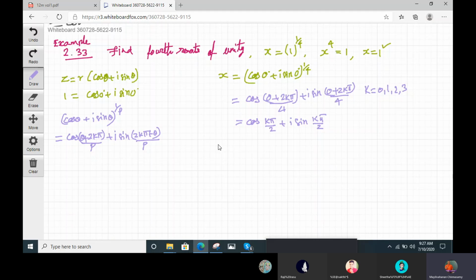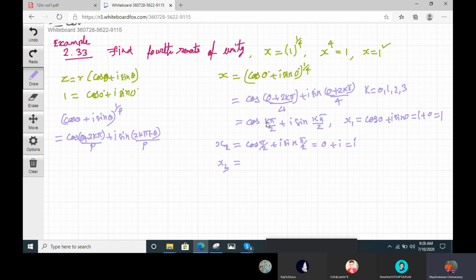First we get x1. There are 4 values, I said. For k equal to 1, it is cos pi by 2 plus i sin pi by 2. Cos 90 degree is 0, sin 90 is 1. So 0 plus i, the value is i. For x1, it is very easy to find: put the k value 0. When you put k value 0, cos 0 plus i sin 0. Cos 0 is 1, plus 0, so 1 is the value. First value is 1, second value is i.